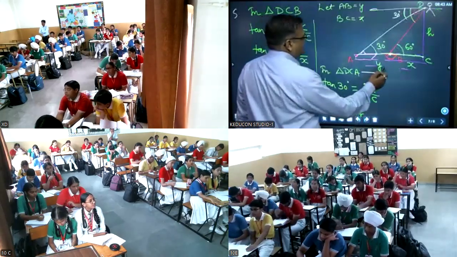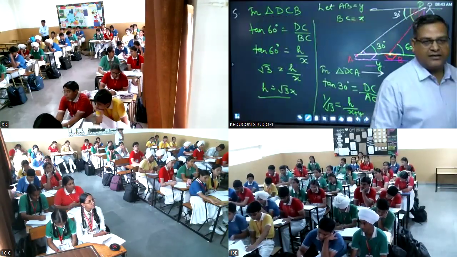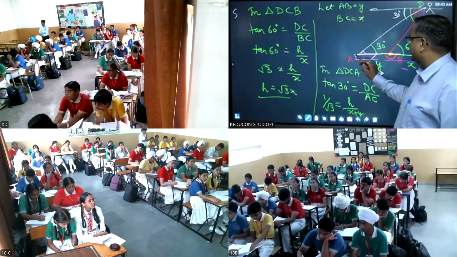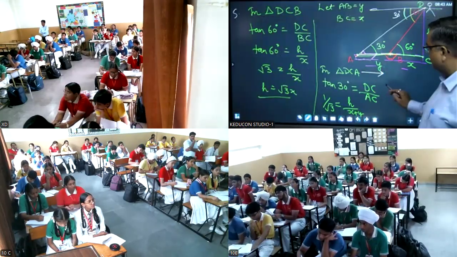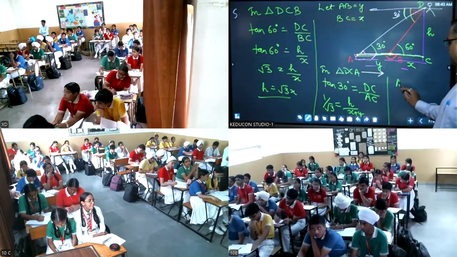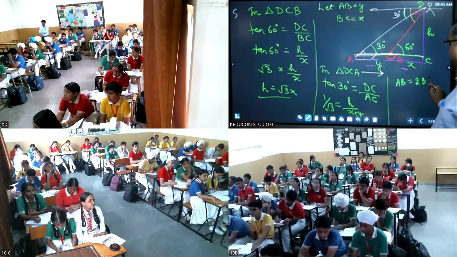Now this y is equal to 2x. What is the meaning of this? It means this distance AB is double of BC. This is what we got, right? Is this clear?